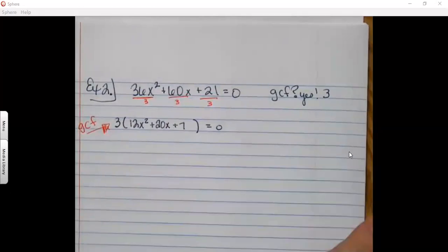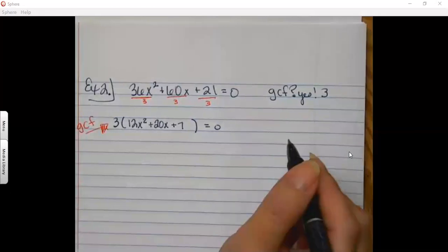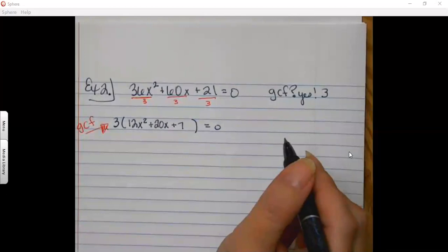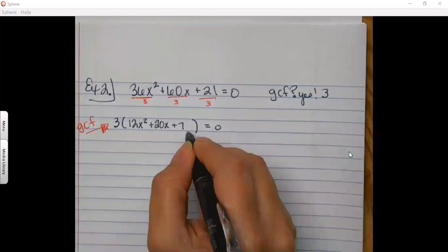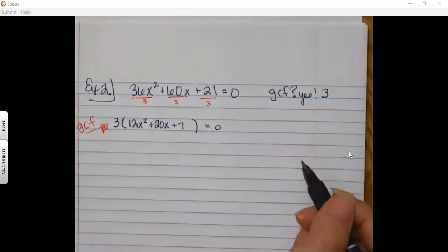Okay. Sometimes when you factor out the GCF, what's inside parentheses may not be factorable. A lot of times it makes it linear. But we have a quadratic still inside the parentheses, so we're going to try to factor that quadratic. Not everything's factorable, okay? But if it is factorable, we've got to factor it.